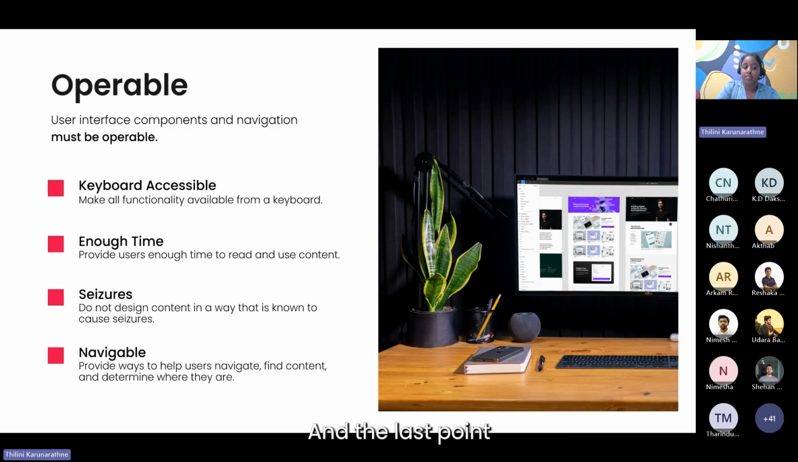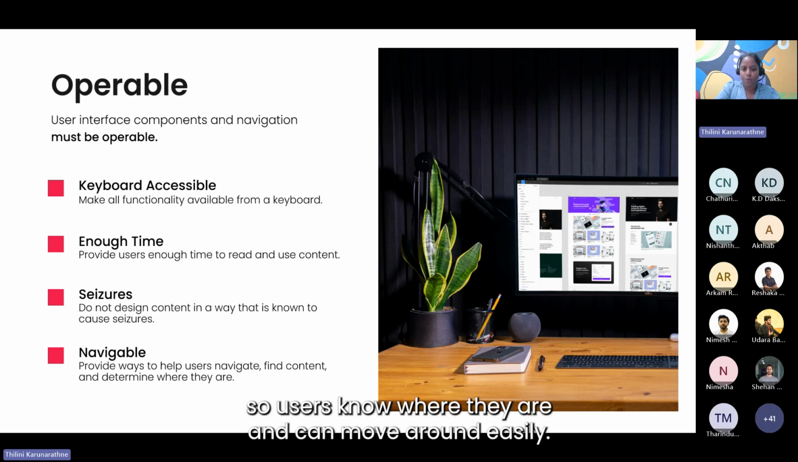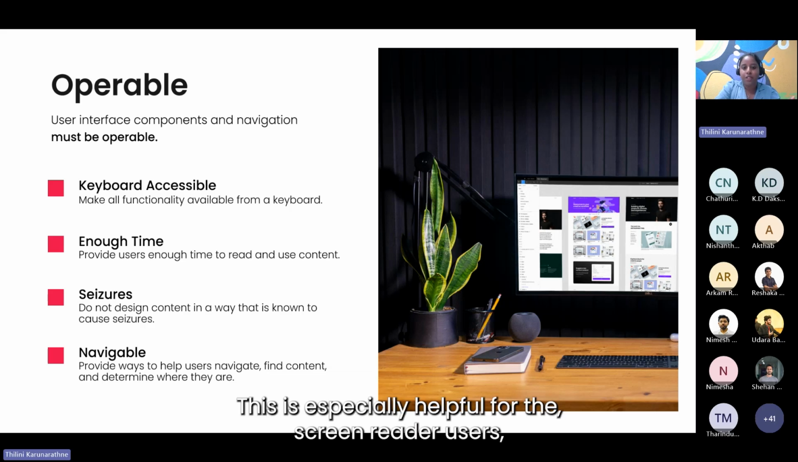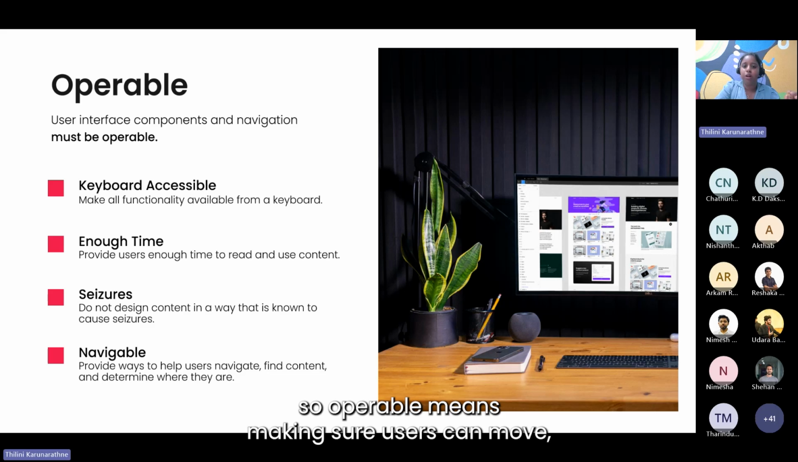And the last point, navigable structure. That means use clear headings, page titles, and skip links, so users know where they are and can move around easily. This is especially helpful for screen reader users. So operable means making sure users can move, click, and interact with the content in a way that works for them.